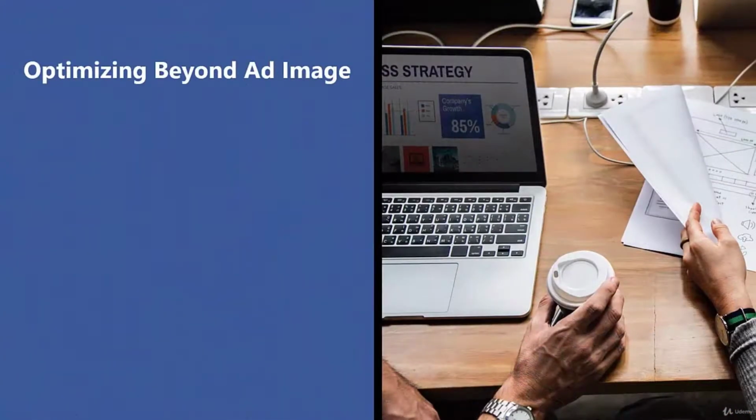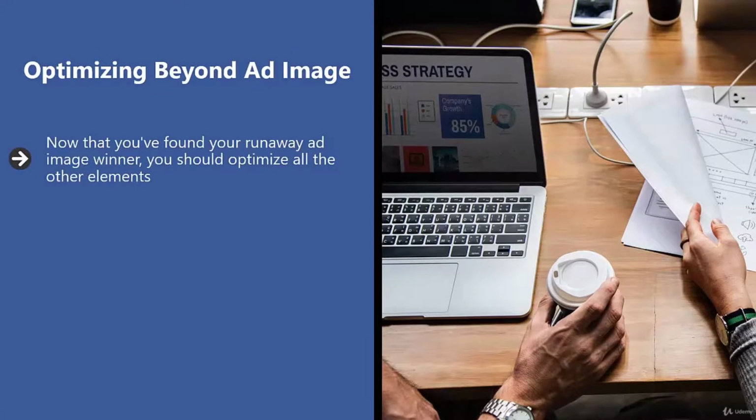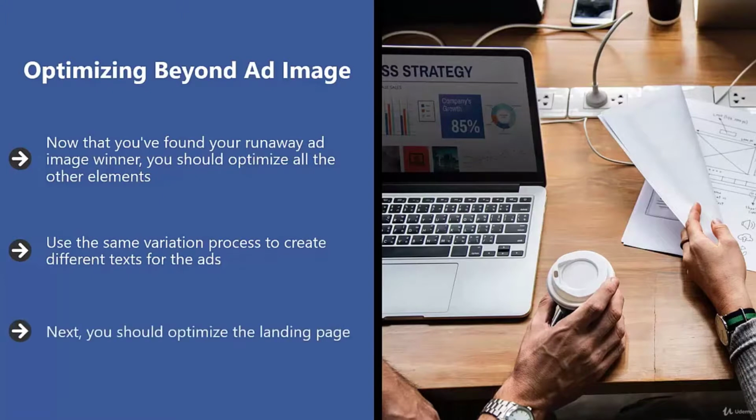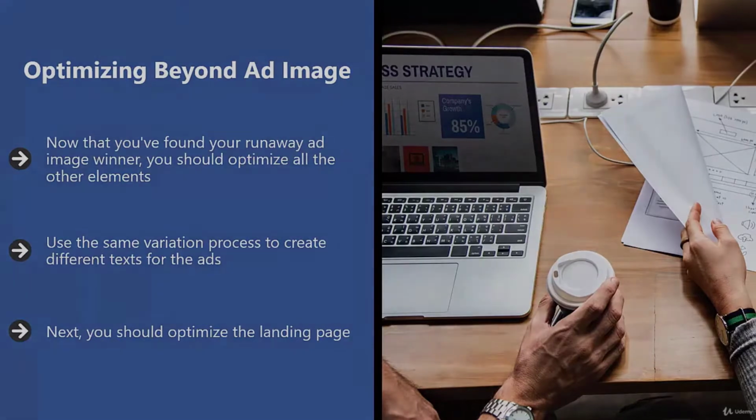Optimizing beyond ad image. Now that you've found your runaway ad image winner, you should optimize all the other elements. Use the same variation process to create different text for the ads. Pick the runaway winner in terms of the ad descriptions, and repeat this process until you can't improve the click-through rate anymore. Next, you should optimize the landing page. This will impact your conversion, so make variations of the different landing pages.